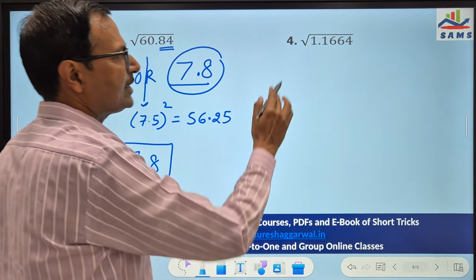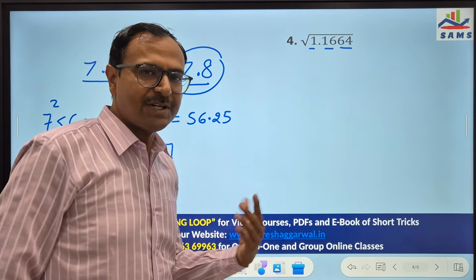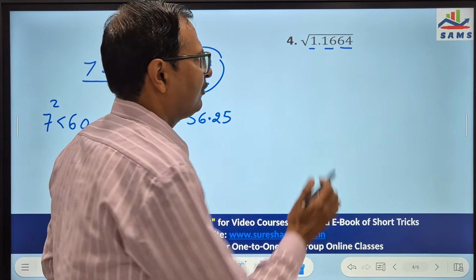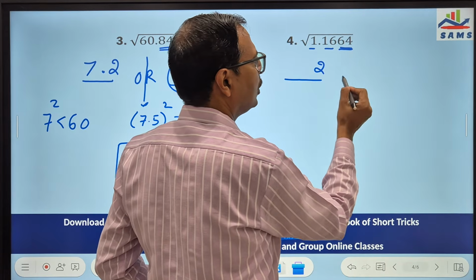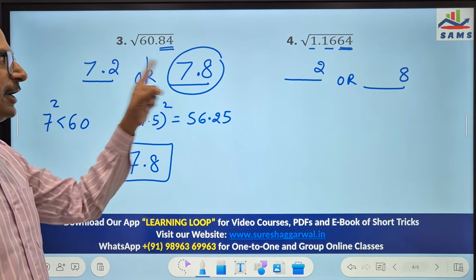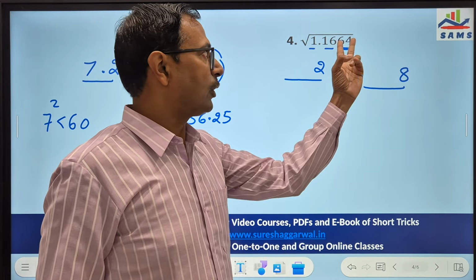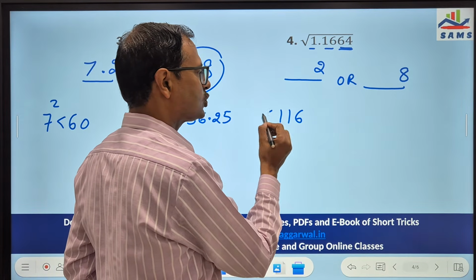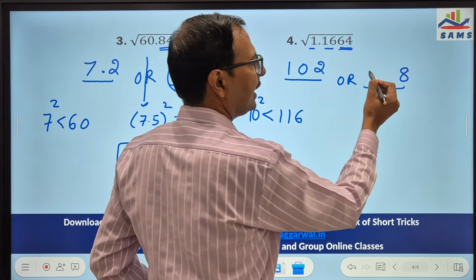Likewise, here you can see we have 4 digits after decimal, right? And 1 digit before decimal. So first thing is, I'll just forget the decimal, okay? For the last pair, it is ending in 4. So my answer ends in 2 or the answer ends in 8. Already you did it here, right? Now what is the remaining number apart from 64? 116. So 116 is close to 10 square. So 10 is the remaining part, like this.